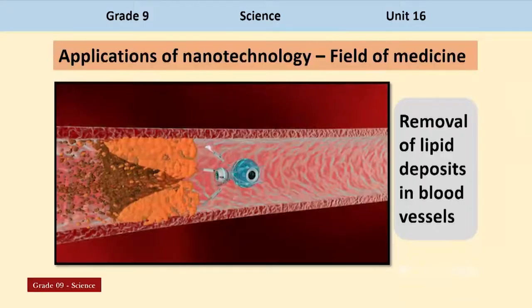Next one, you can see removal of lipid deposits in blood vessels. Currently a lot of people die due to heart attack and due to high blood cholesterol. These arteries can get blocked due to the deposition of cholesterol. Currently what we use, we go for bypass surgery, or we put a stent to expand these blood capillaries or blood vessels.